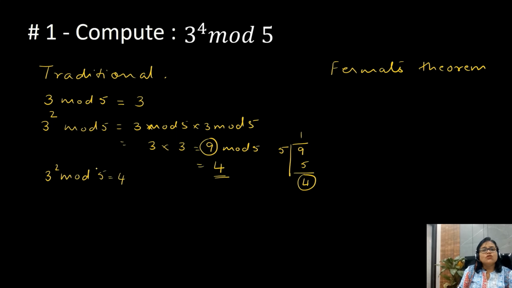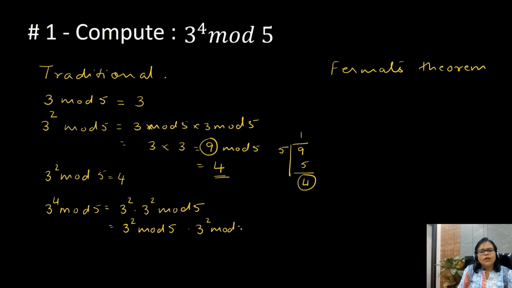So we want 3 raised to 4 mod 5. So 3 raised to 4 mod 5 will be 3 square into 3 square mod 5, that is 3 square mod 5 into 3 square mod 5. Now 3 square mod 5 is 4 and the other 3 square mod 5 is 4. What is the answer you got? You got 16. Now 16 is larger than 5, so in order to bring 16 within the range of 0 to 4, we do mod 5. How do you do 16 mod 5? You take the number 16 and divide it by 5. So 5 into 3 is 15 and the remainder is 1.